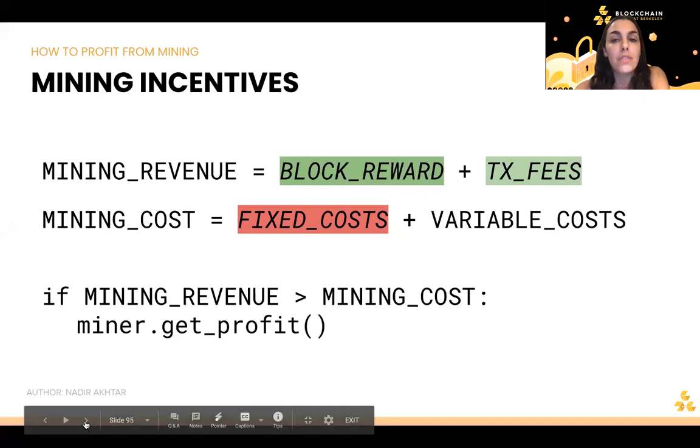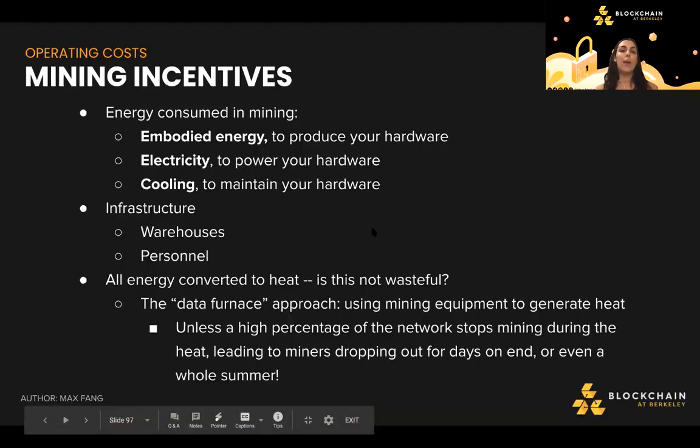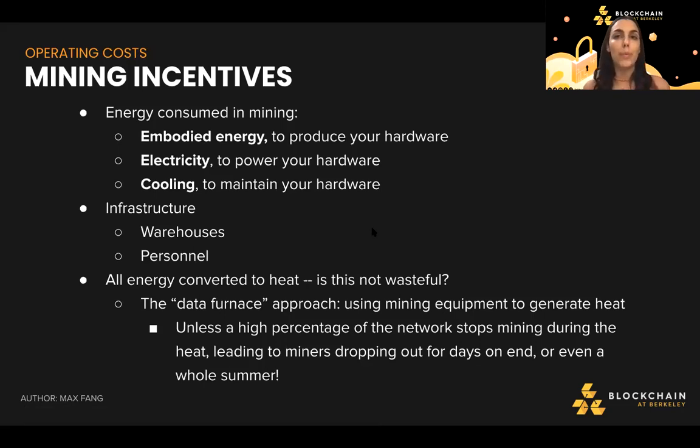And then we'll get into variable costs, which is the second part. And we'll think about the different types of energy that we consume when we're mining Bitcoin. We have the embodied energy, which is kind of wrapped up inside purchasing that hardware because it was used to produce your hardware. And then we have electricity, which is what we use to power your hardware, and then cooling to maintain your hardware.